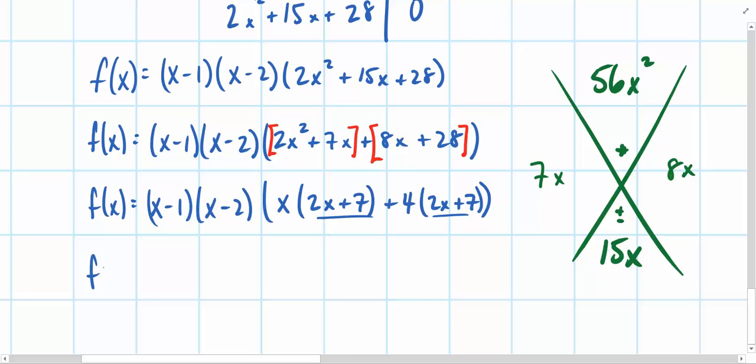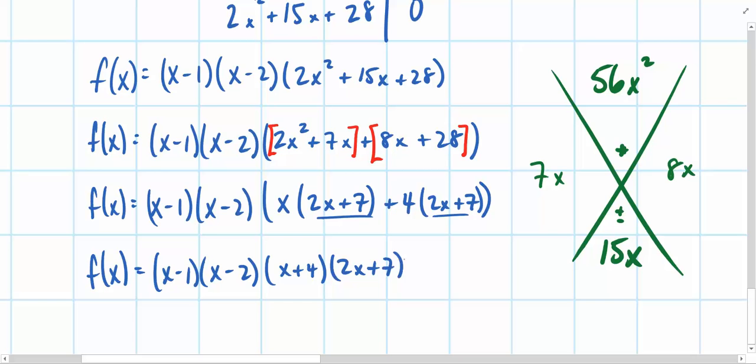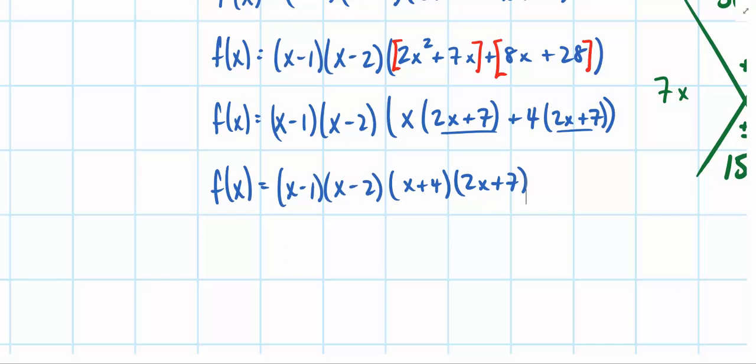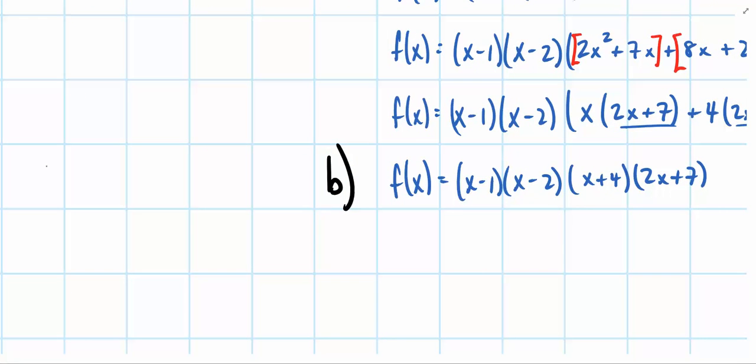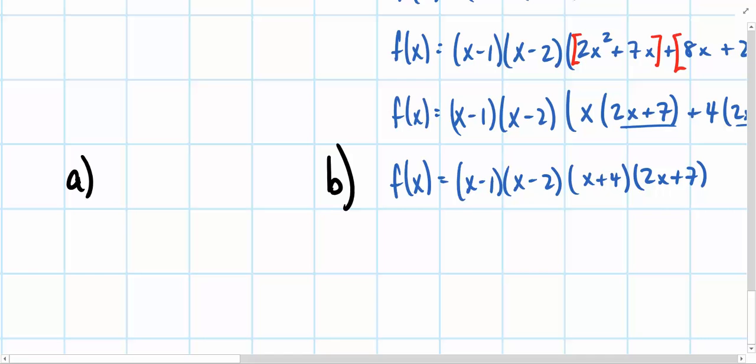We can keep moving forward. F of x is then equal to, again, x minus 1 times x minus 2 times x plus 4 times 2x plus 7. So we have the solution to b now. This is our factored form of the polynomial, and because of the factored form of the polynomial, we now have solutions for x itself. This identifies where our zeros exist.